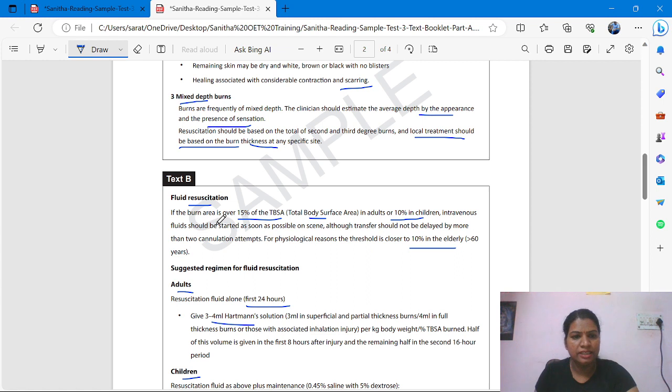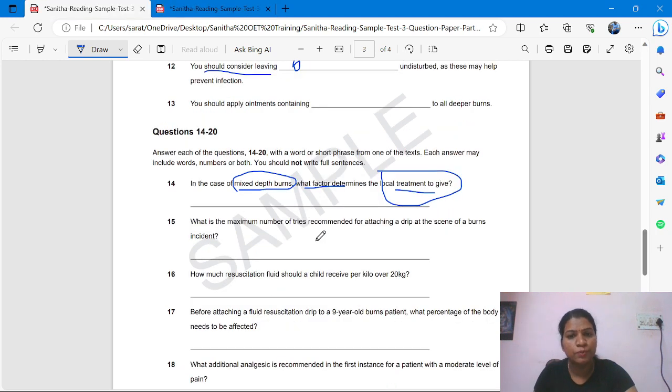If the burn area is over 15% of the total body surface area in adults, 10% in children, intravenous fluid should be started as soon as possible on scene, although transfer should not be delayed by more than 2 cannulation attempts. How many attempts do we have to give? Two cannulation. What is the maximum number? We have to write the number. Here they are asking what is the maximum number that we have to write there. So you have to write 2 here.